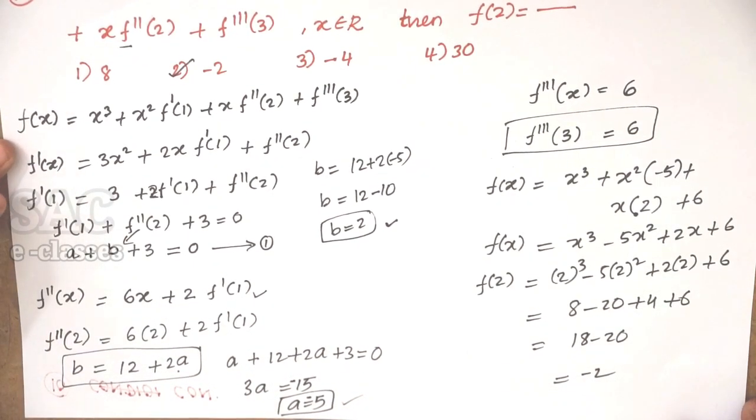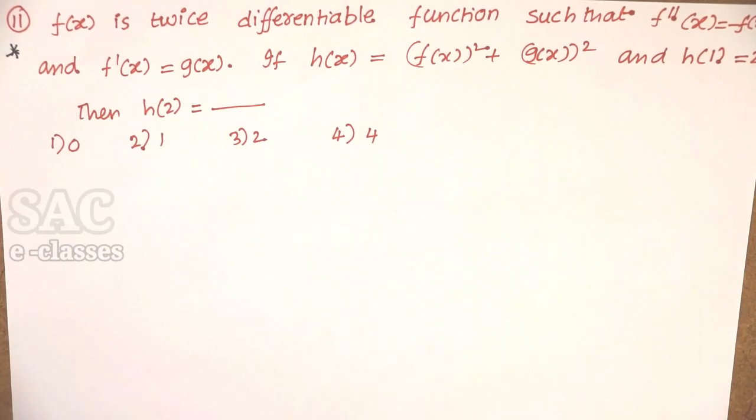Let us move to the next problem. f(x) is a twice differentiable function such that f''(x) = -f(x) and f'(x) is g(x). If h(x) is equal to f(x)² + g(x)², then h(1) is 2, and h(2) is what?